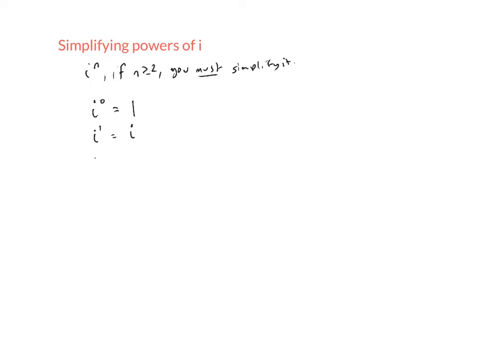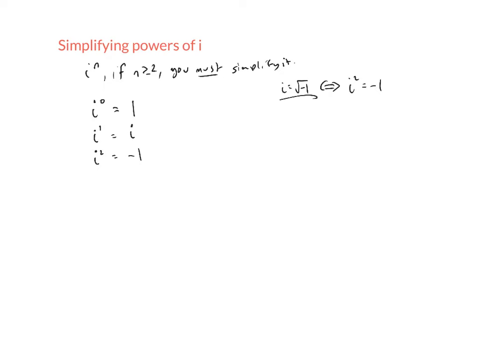So now let's talk about i squared. Remember that i is the square root of -1. And we talked about in that last video, in order for i to be the square root of -1, that means that when we square it, we should get -1. Otherwise, it's not the square root of -1. So i squared is -1.